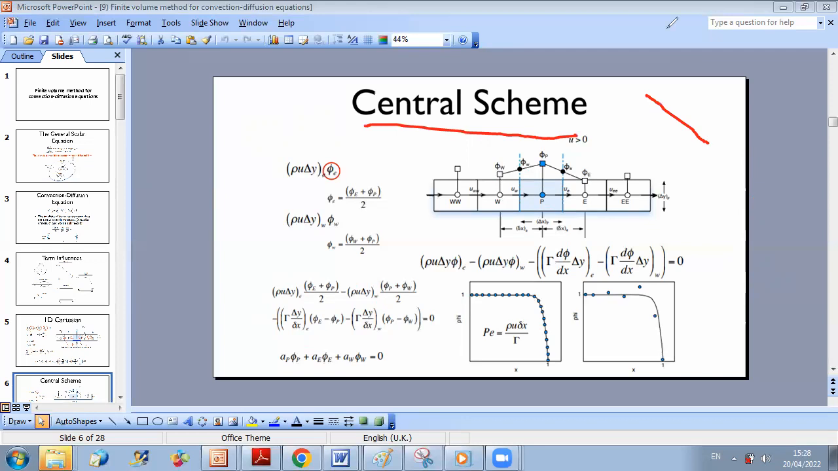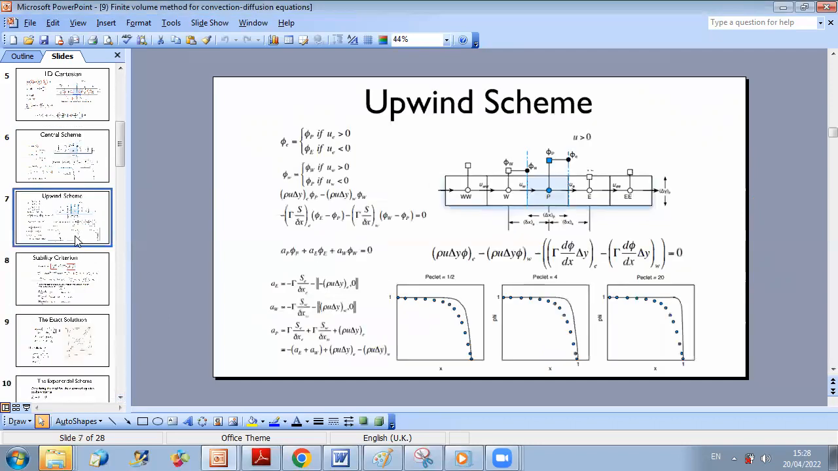Okay, so let us compare with the case of the upwind scheme. If you want to use the upwind scheme, what will be the difference? Whenever we use the upwind scheme, as I told you, you should take into consideration the direction of the flow. So if your flow is directed in the positive direction, then when you want to compute phi at east, you will take phi east equal to phi P, and phi at the west face equal to phi W.